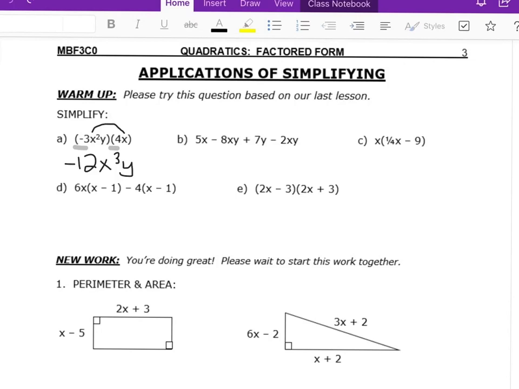Looking at the next question, we're looking for like terms. So there's only two terms that are alike in this situation, negative 8xy and negative 2xy. So we can leave everything else the same in the equation, and then we can work on collecting the like terms. So negative 8xy minus 2xy gives us a value of negative 10xy.